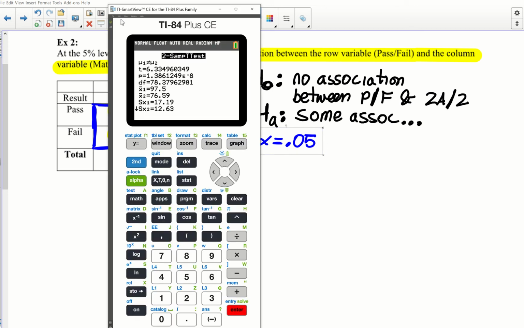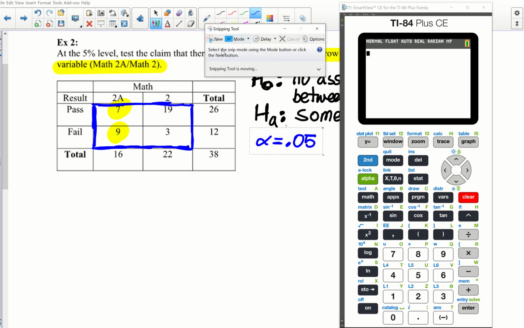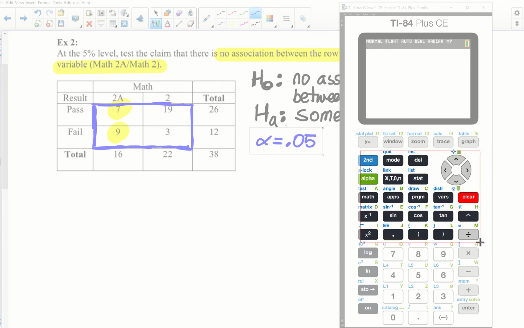All right. So this is the first time we're doing a process that does not involve the stat editor, which is somewhat different. What we're going to do is hit second and then this inverse key here, this x-1 key, and let me do an actual screenshot of that.